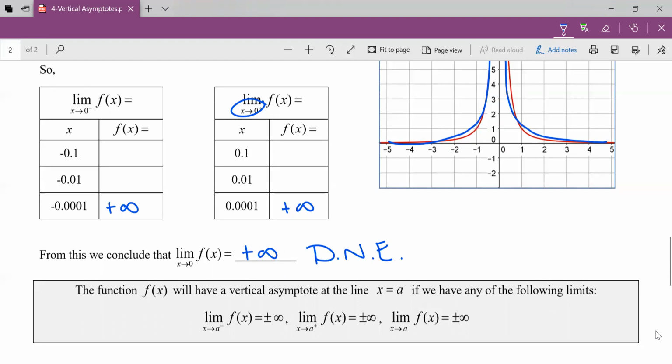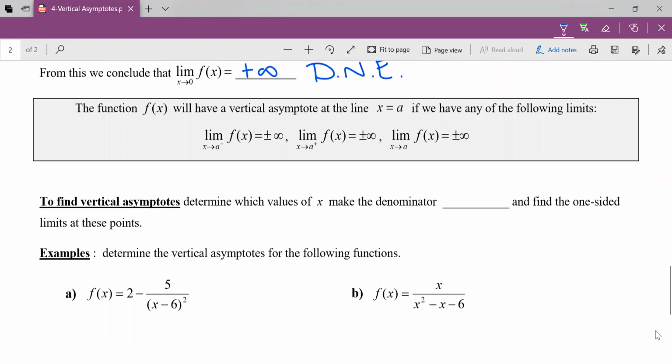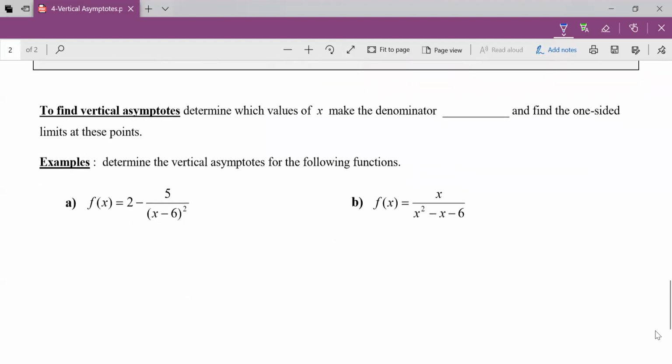So the function f of x will have a vertical asymptote at the line x equals a if we have the following limits. As x approaches a from the left, it goes to positive or negative infinity. As x approaches a from the right, it goes to positive or negative infinity. Or you can say the entire limit goes to positive infinity, because they go the same way on both sides.